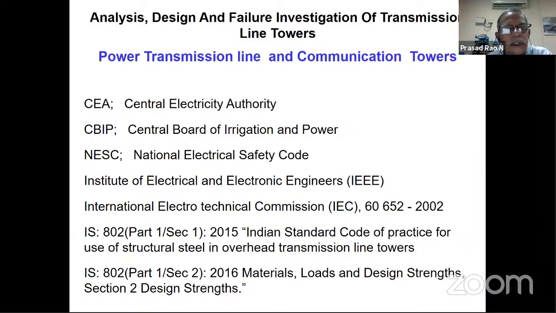All over the world, we have the Institute of Electrical and Electronics Engineers, IEEE. In India, the transmission line tower has a separate code. It is not governed by IS 800 or IS 875. Some wind loads are taken from IS 875 and converted; I will explain that while going inside. We have two parts: IS 802 2015, which gives loads and other things, and IS 802 Part 1 Section 2, which covers the design of transmission line tower members.